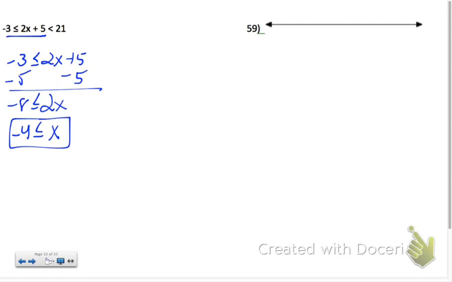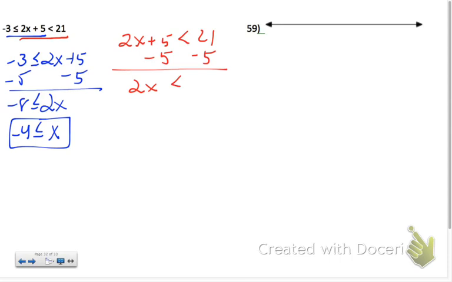Then I want to solve this inequality. 2x plus 5 is less than 21. Minus 5 gives me 2x is less than 16. So x is less than 8. So now that's my answer. I look at x, and this is considered an AND problem, so this has to be true and that has to be true. It's going to be where the shading overlaps, or where the arrows overlap.